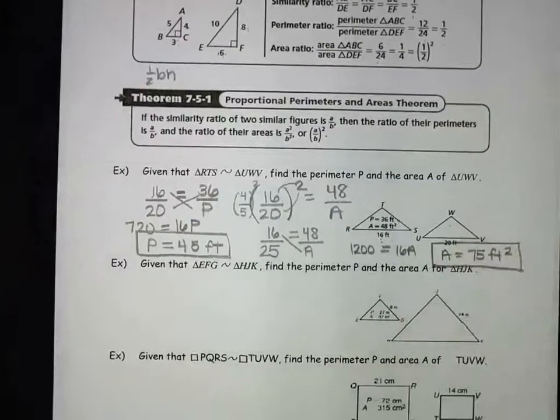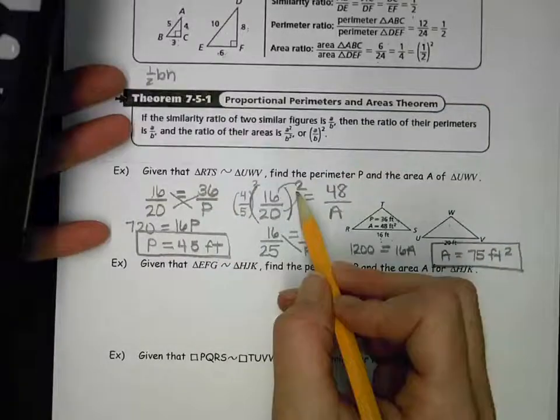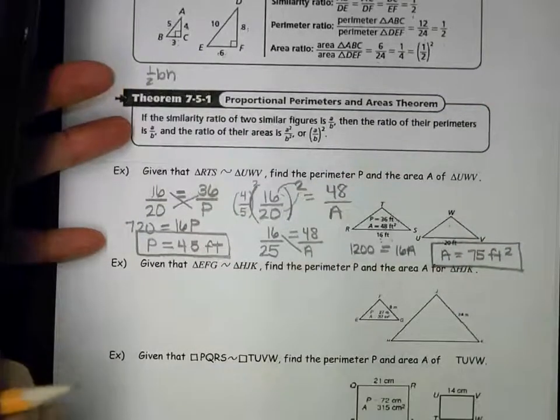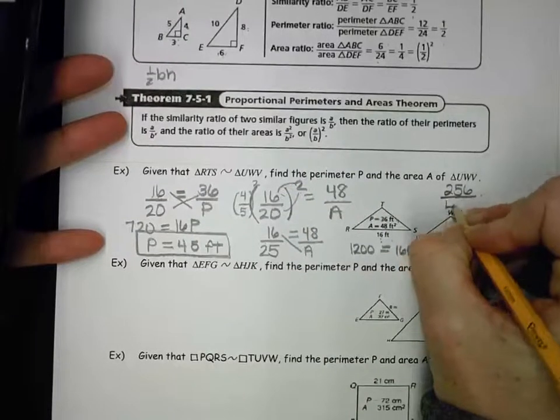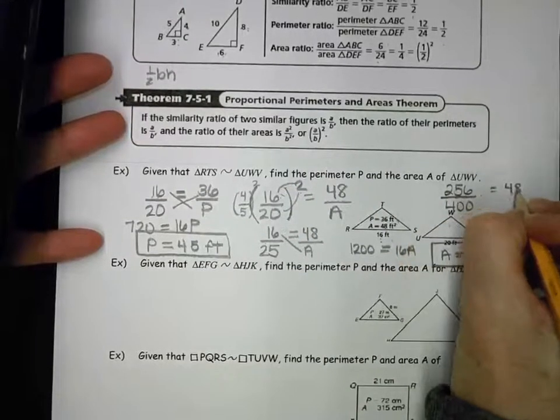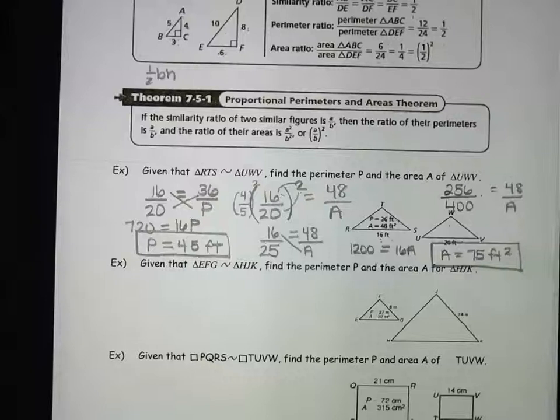And if you would have done it the other way, you could have squared the 16. 16 squared is 256. 20 squared is 400. If you would have set this up without simplifying it first, if you go 400 times 48 and then divide that by 256, you would have got the same area.